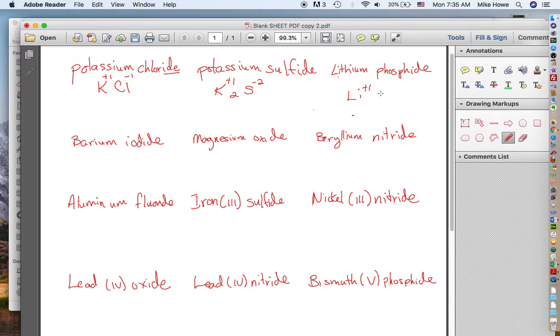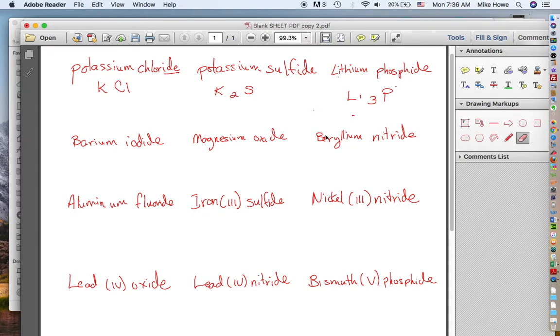Lithium is +1. Phosphorus is -3. So how many positive 1s do I need to match a -3? Well, you're going to need 3 of them. So you need 3 atoms of lithium to match that -3 charge for phosphorus. All right, now when we get the formulas written, it's important to know that these charges are really not part of the formula. You have to think about them, but they're not a required part of the chemical formula.